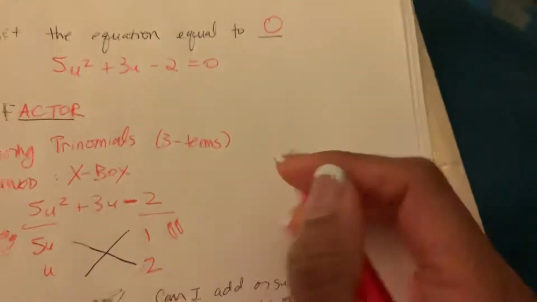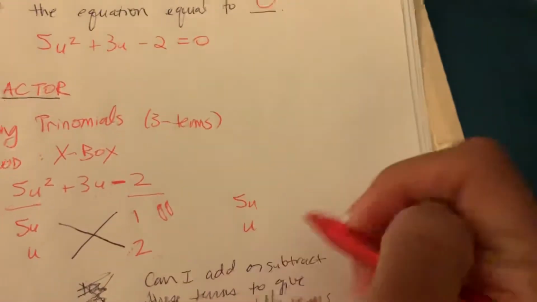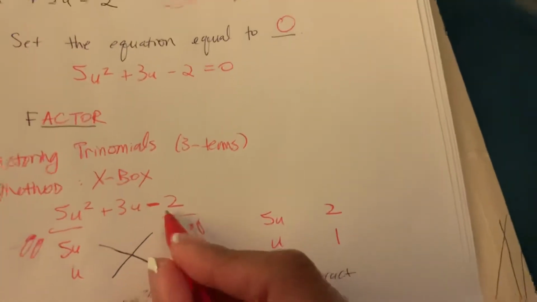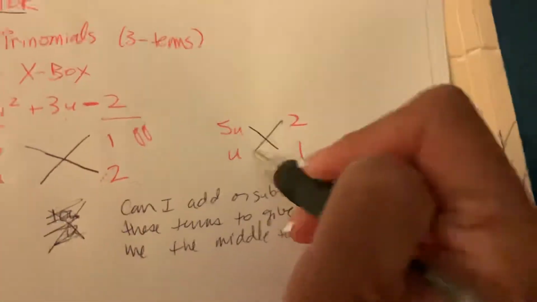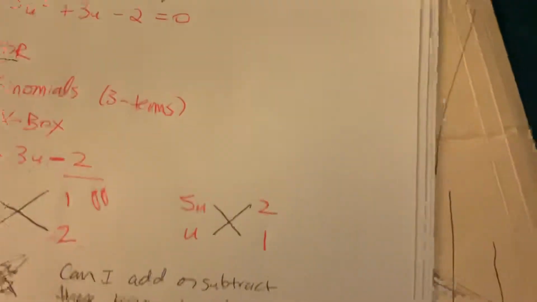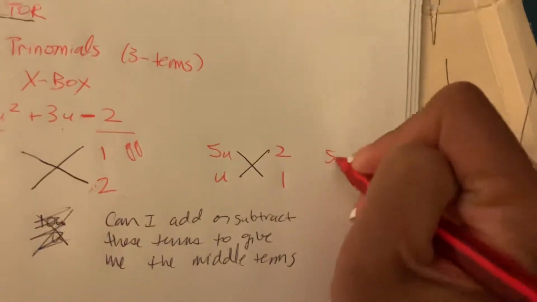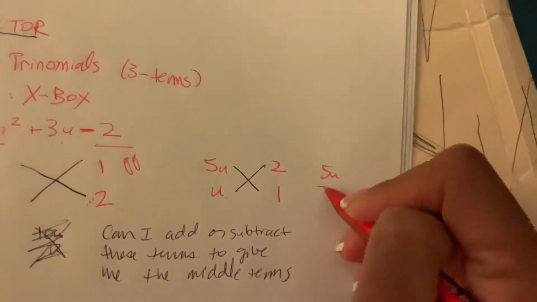So here I'm going to try 5u and u and 2 and 1, because 2 times 1 does give me 2. And again, one of them is going to have a negative. So I'm going to do the x again. And when I cross multiply, I end up getting 5u times 1 is 5u. U times 2 is 2u.